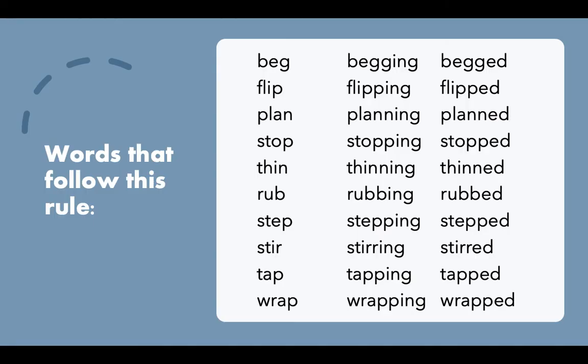Now, I thought I'd leave you with this table here. So we have words that follow the double consonant rule would be beg, flip, plan, stop, thin, rub, step, stir, tap, and wrap. And that's what they look like when you've added the suffixes ing or ed.